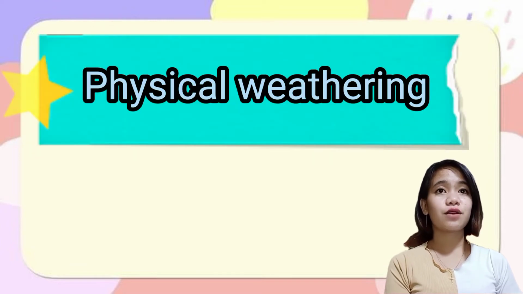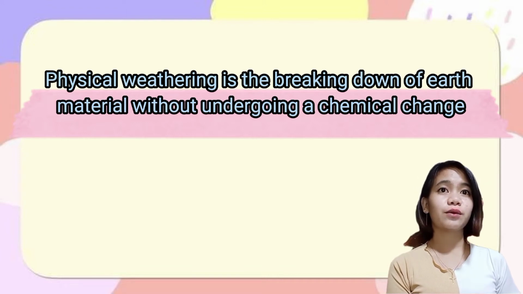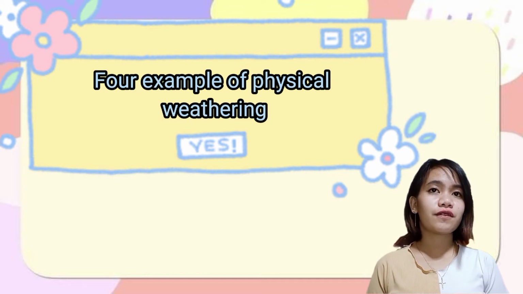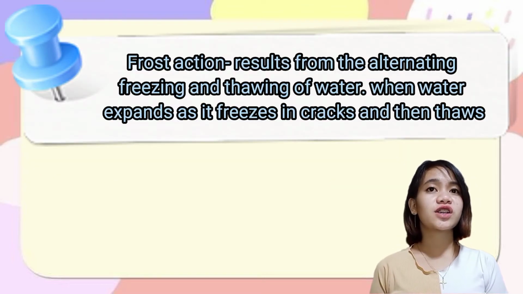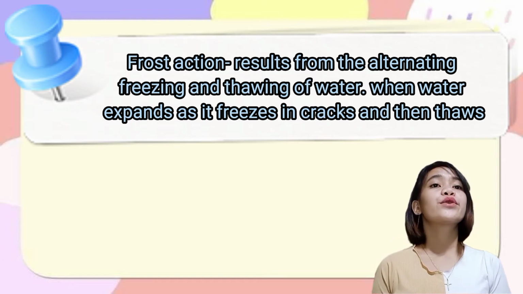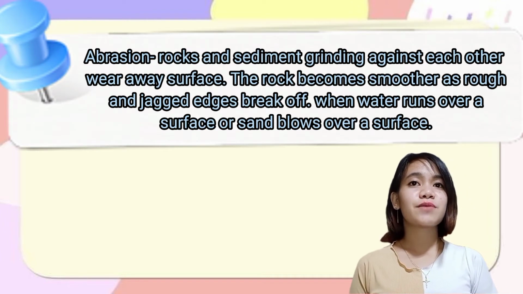First is the physical weathering. Physical weathering is the breakdown of earth material without undergoing a chemical change. There are four examples of physical weathering. First is the frost action. Frost action results from the alternating freezing and thawing of water, when water expands as it freezes in cracks and then thaws.